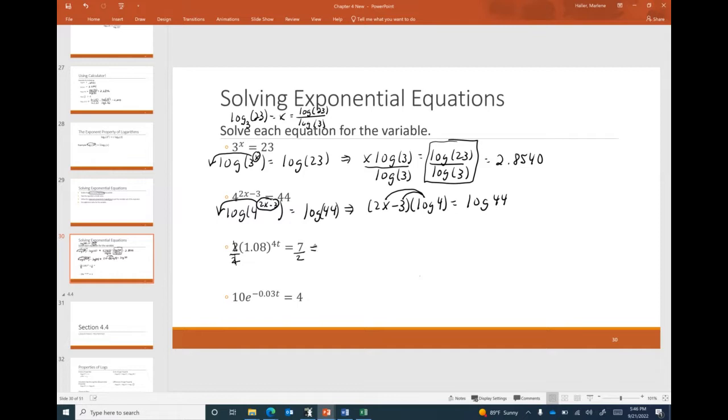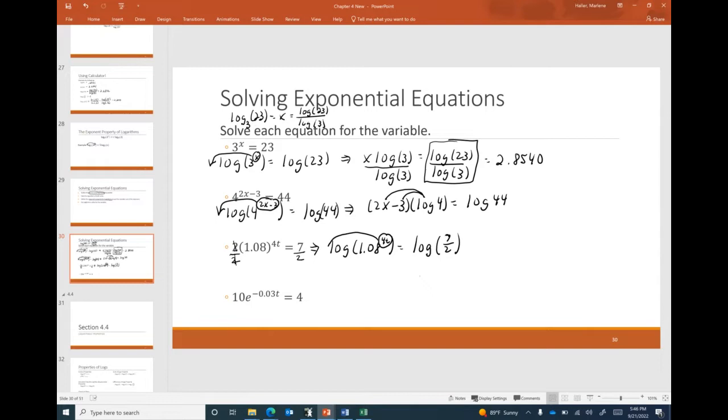Now I think I'll go ahead and take the log of both sides, right? So I'll have the log of 1.08 raised to the 4t power, and that's going to be equal to, I'm using common log. You can use natural log here if you want to as well. You'll still get the same answer, but I'm just using common log. So that's going to be equal to the log of 7/2 or 3.5. I think I'll leave it as a fraction. All right, now I can get that exponent out of there.